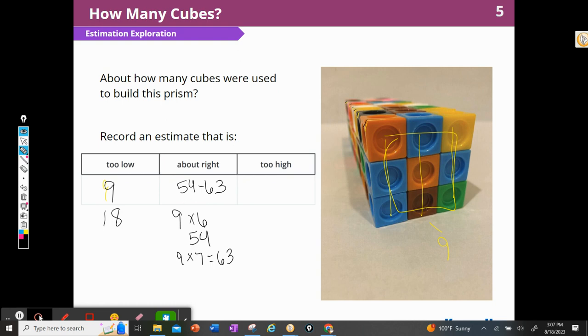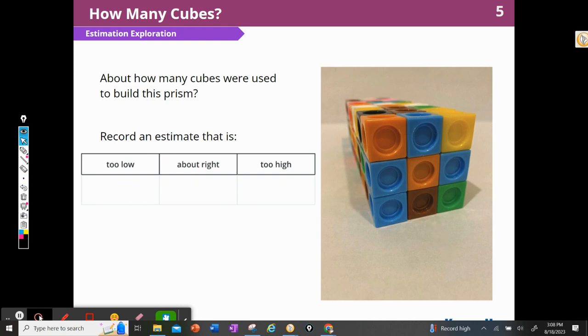What would be too high? I think 100 would be too high. Anything over 63 might be too high. Yeah, I think that's about right. Remember, these are estimates and I can be wrong. It's okay, because I can't really see. It gets really blurry back there. All right, let's go on.